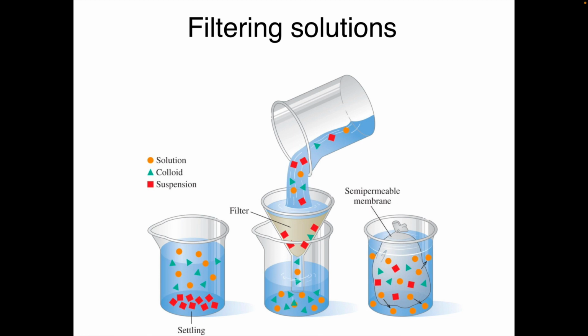And every semi-permeable membrane will have its own limitations. But in general, let's say this membrane will only allow solution particles to go through. So notice if you put a mixture in this bag and you put it into a solution of water, over time, only solution particles may escape, but the colloid particles and the suspension particles will stay inside. Okay, so that's an example of a semi-permeable membrane. Only solution particles can go through because they are very small.